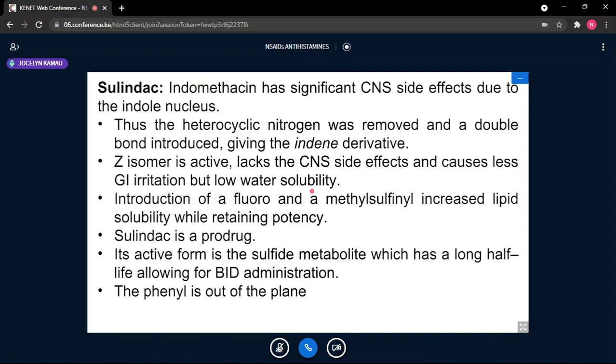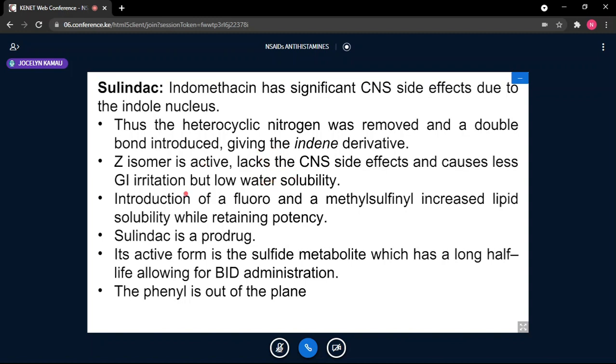It can be responsible for crystalluria, because when you have a drug that has very low water solubility, when it is being excreted, there is a possibility of it precipitating within the urine, bringing about crystalluria. Therefore, there was need to change that structure. That is the structure of the indene structural analog of indomethacin. There was need to change it so that we make a molecule which has better water solubility.